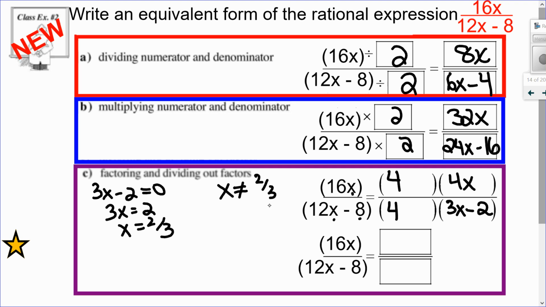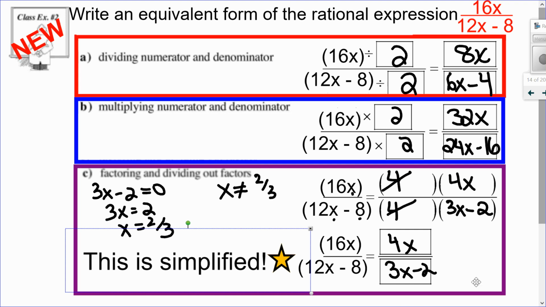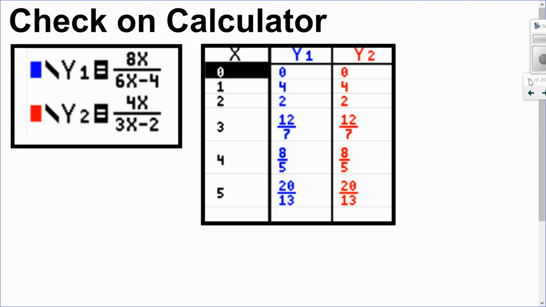Okay, now that I've done that, I can cancel out my common terms. 4 divided by 4 is 1, and I'm left with 4x over 3x minus 2. And since I've divided out the greatest common factor, I can say that this is simplified. It is in lowest terms, and I stated my restrictions before I simplified. Okay, I can always check on the calculator to see if they are in fact equivalent.